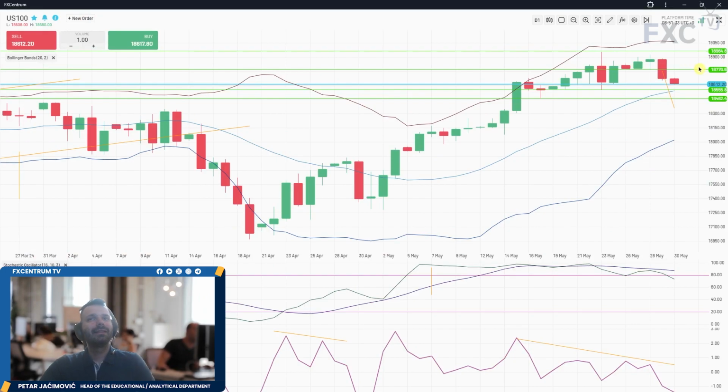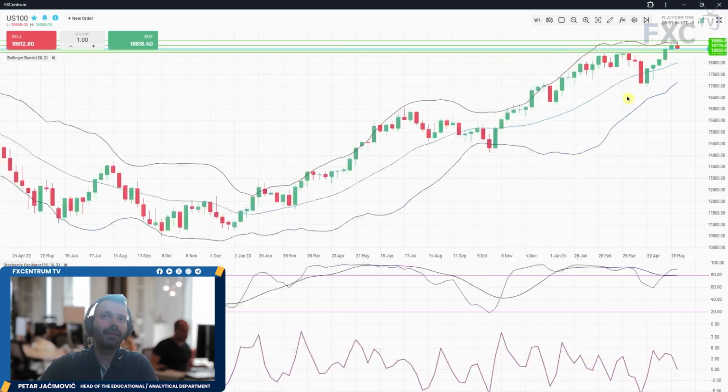US 100 is finally doing what I alerted about for yesterday, that we might have a downside day, and we basically had a downside day. But you can see here in the last 2 weeks or so, we had lots of bear divergences in stochastic and the rate of change. This market is pretty extended. Let's take a look at just the weekly time frame.